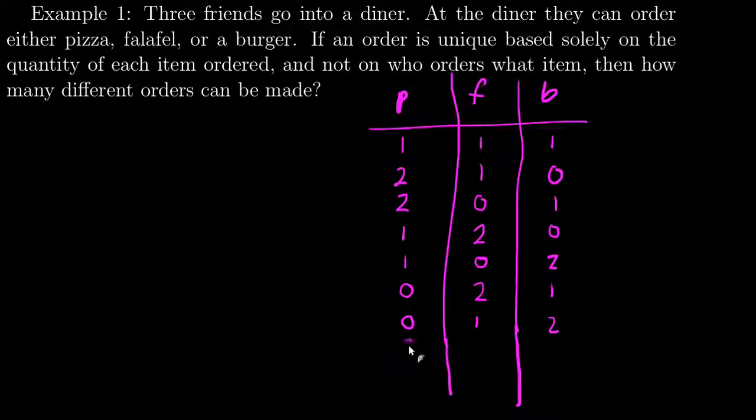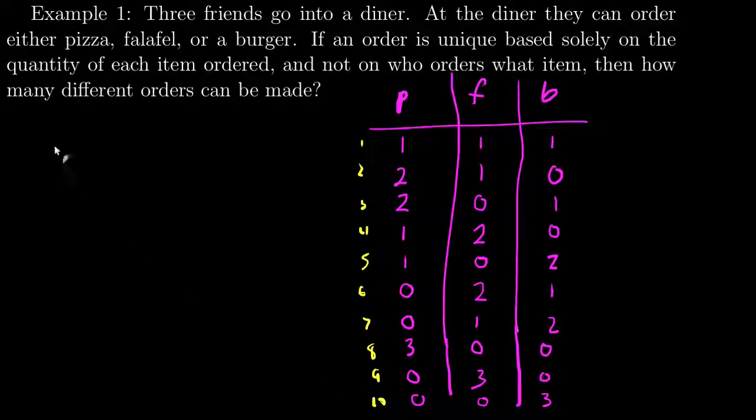Well, there can either be three pizzas, no falafel, no burger; no pizzas, three falafel, no burgers; and no pizzas, no falafel, but three burgers. And so if we had no better way to get after this problem, we can see that there are 1, 2, 3, 4, 5, 6, 7, 8, 9, 10 possible orders. But there's got to be a better way, and there is.